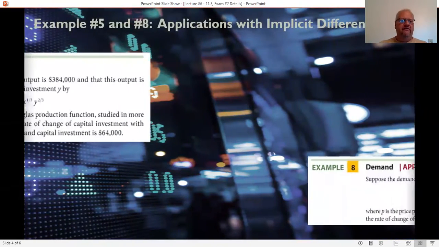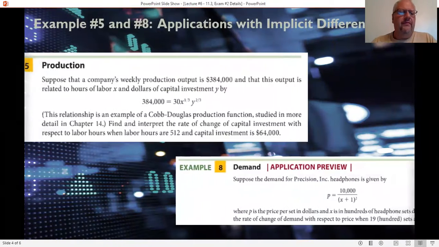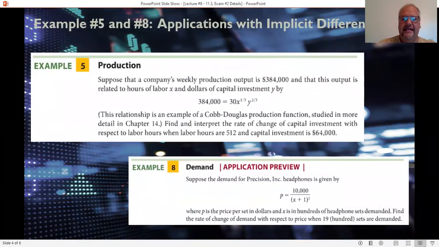For example 5, we're talking about production. It says, suppose that a company's weekly production output is 384,000 and that this output is related to hours of labor x and dollars of capital investment y. And then we have a formula. Let me jot down the formula. Find and interpret the rate of change of capital investment with respect to labor hours when the labor hours are 512 and capital investment is 64,000.